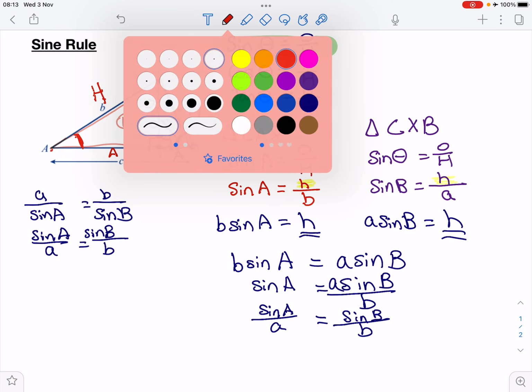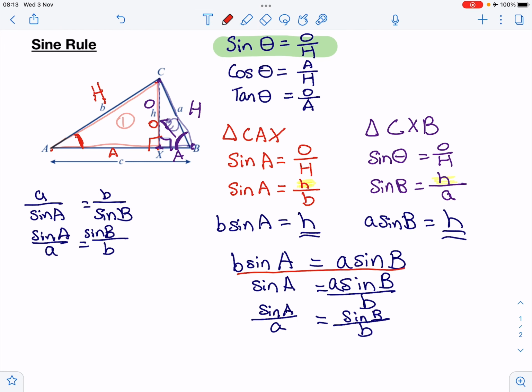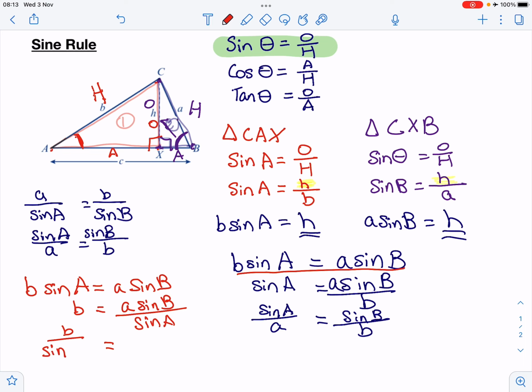Again, if we look from this step here, we have B sin A equals A sin B. If we divide both sides by sin A, we get B equals A sin B over sin A. Then divide both sides by sin B, we have B over sin B equals A over sin A. So we have just proved that the sine rule is true.